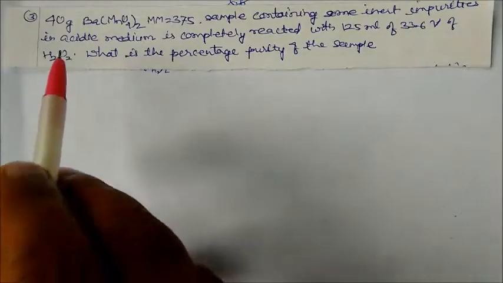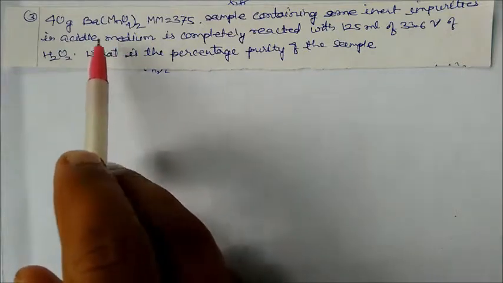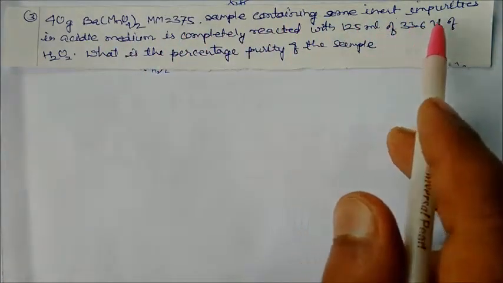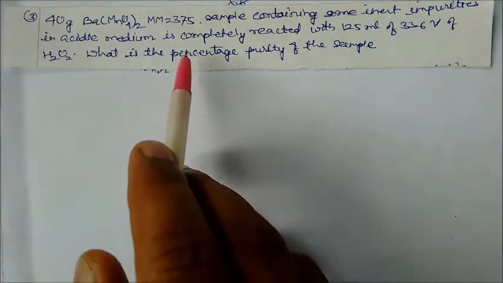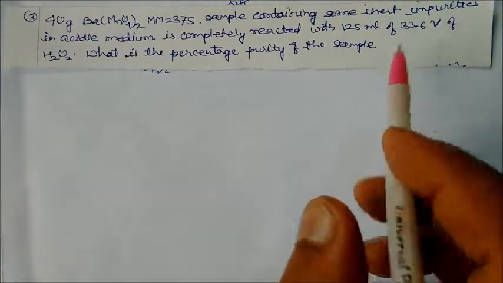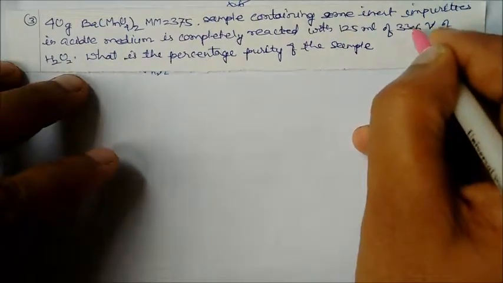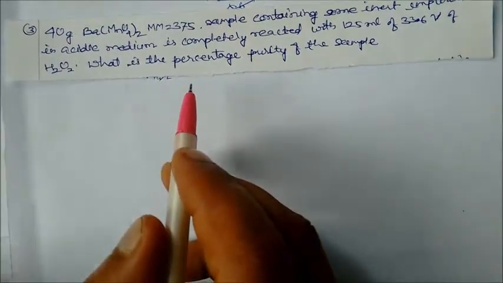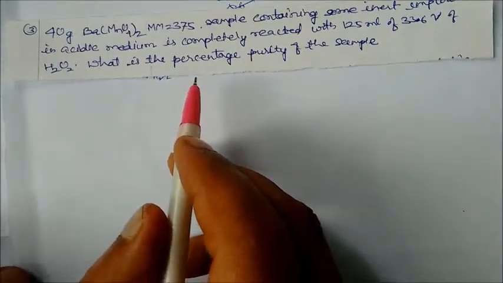In this question, 40 gram barium permanganate, molecular mass is 375, sample containing some inert impurities in acidic medium is completely reacted with 125 ml of 33.6 volume of H2O2. So what is the percentage purity of the sample? So we have to find the percent pure sample.